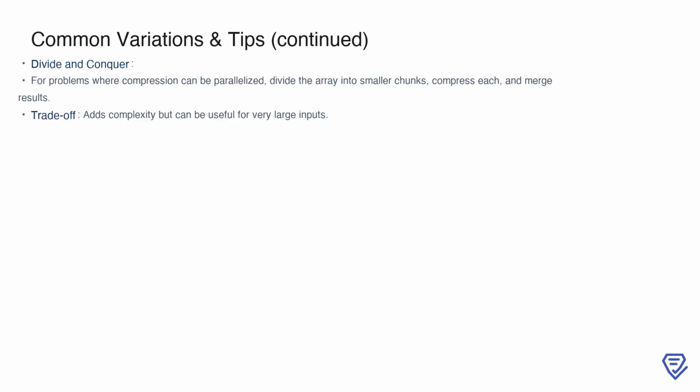For certain problems, you might also consider a divide and conquer strategy. This is particularly useful when dealing with very large inputs where compression can be parallelized. The idea is to divide the array into smaller chunks, compress each chunk independently, and then merge the results. While this approach can handle large-scale problems effectively, it does introduce additional complexity in managing the merging process. The trade-off is worthwhile in scenarios where performance at scale is critical, but it's important to weigh this against the added implementation overhead. This method highlights how understanding the problem's constraints can lead to creative and scalable solutions.